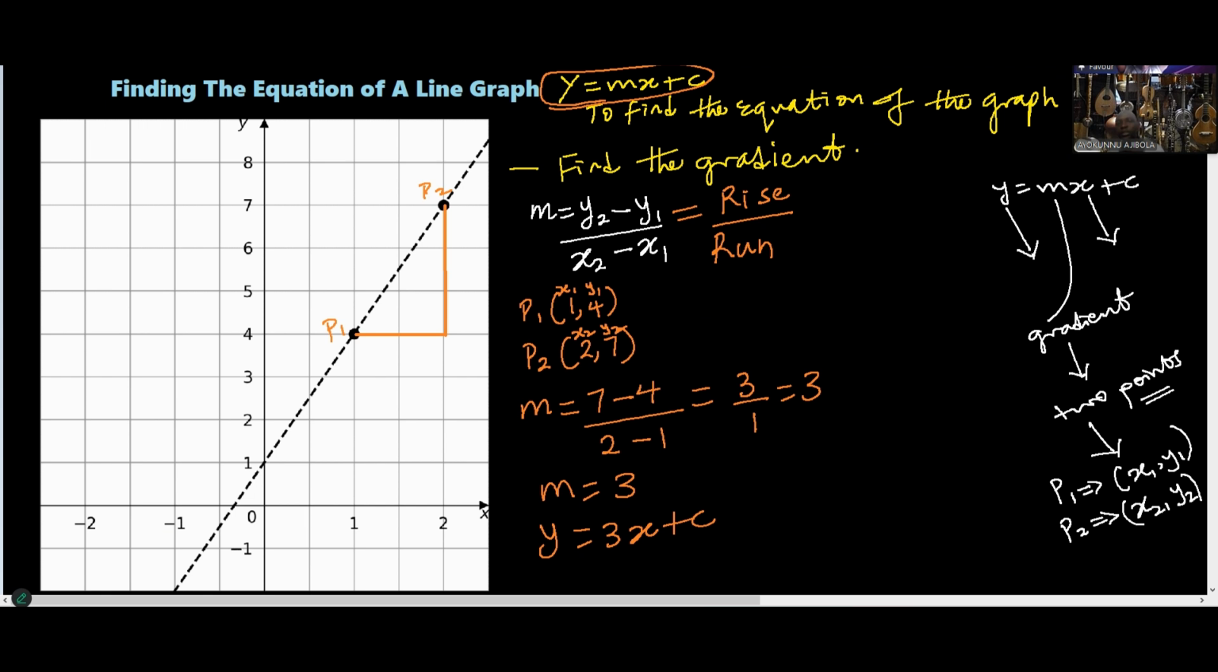Now, what is c? That's the next point. This c is the y-intercept. So for this graph, c equals what? Where did the line cut the y-axis? At what point? Is it on 7 or 8, 1 or 0 or something?